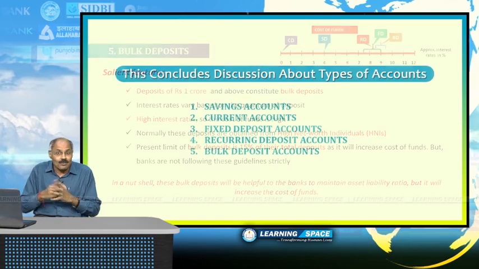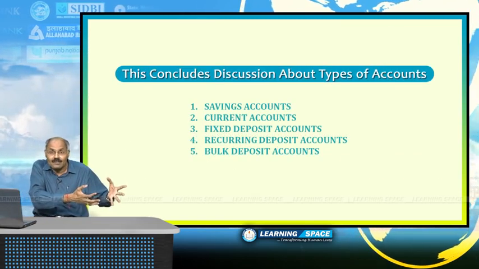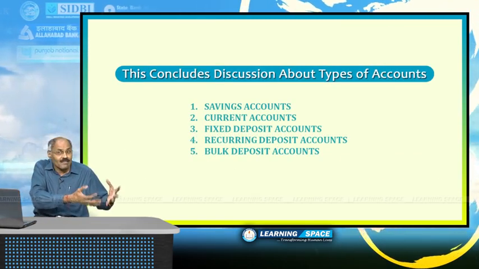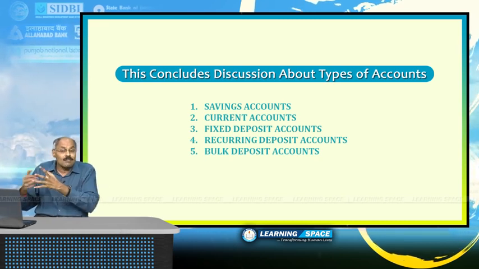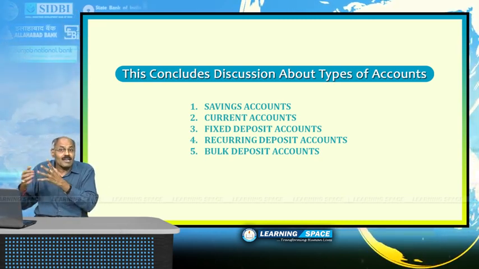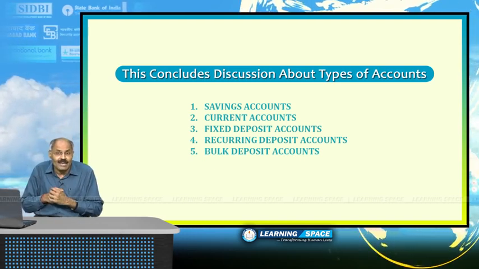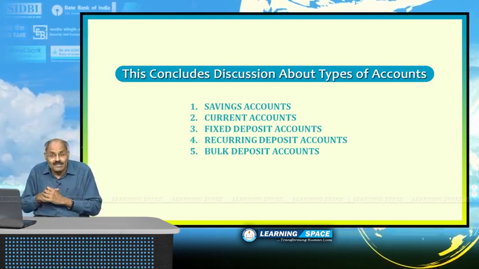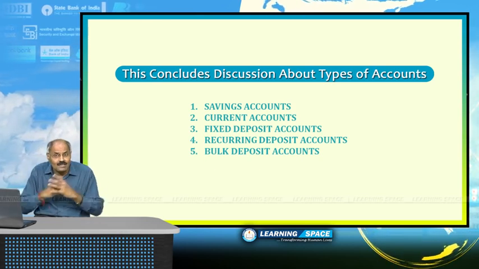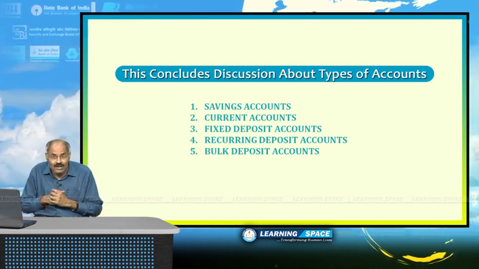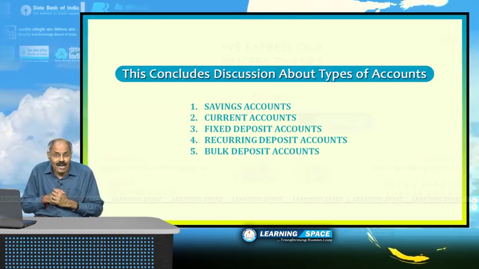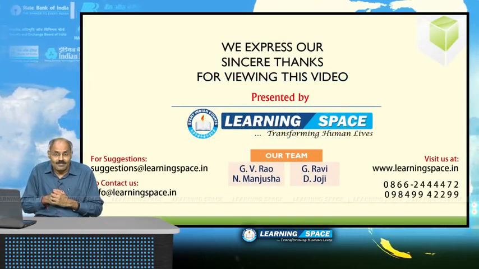Right friends? We have discussed demand deposits, which are savings account and current account, and fixed deposits, recurring deposits, as well as bulk deposits. These three fall in the category of time deposits or time liabilities. So far we have discussed various types of deposits, and this concludes the third module.